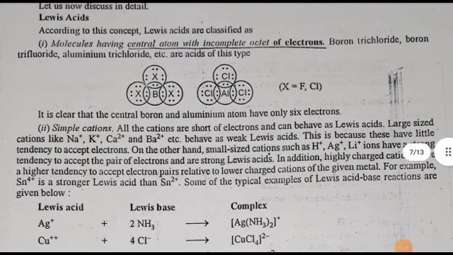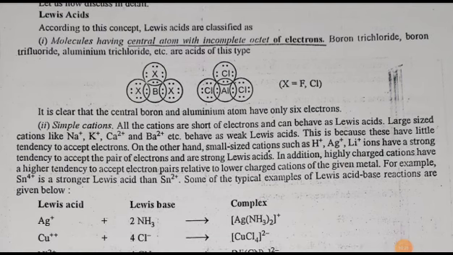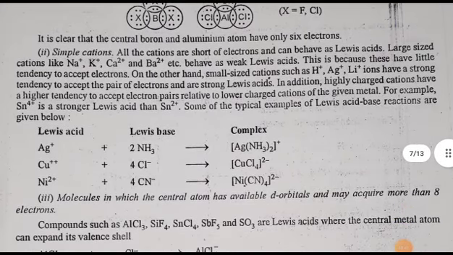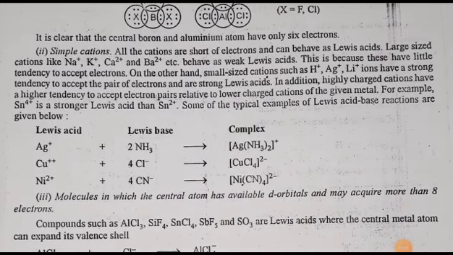According to this concept, Lewis acids are classified as follows. First, molecules having a central atom with an incomplete octet of electrons. Boron trifluoride, aluminium trichloride, etc. are acids of this type. Second, simple cations. All the cations are short of electrons and can behave as Lewis acids. Large-sized cations like Na positive, K positive, Ca2 positive, and Ba2 positive, etc. behave as weak Lewis acids. This is because these have little tendency to accept electrons.